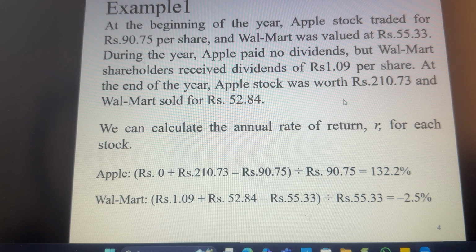So here we can see Apple company has not paid dividends, but there are price changes. The beginning price is 90.75, so this is the end-of-period price, the price at time T. 90.75 is the price at T minus 1, the previous price, and this is the current price.